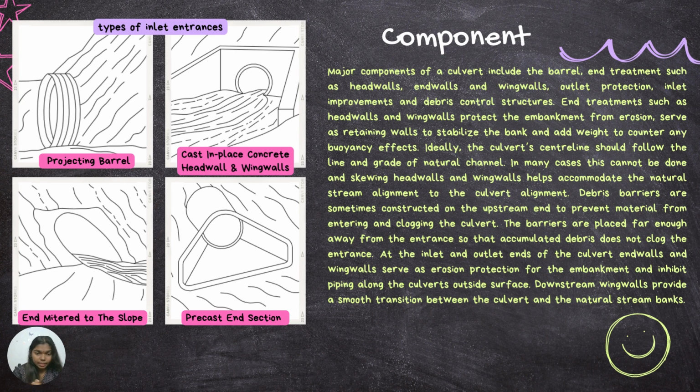At the inlet and outlet end of the culvert, end walls and wing walls serve as erosion protection for the embankment and inhibit piping along the culvert's outside surface. Downstream wing walls provide a smooth transition between the culvert and the natural stream's banks.